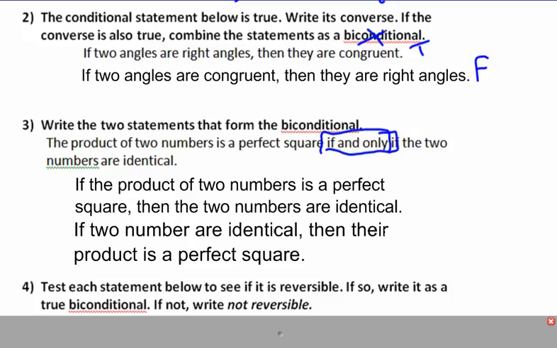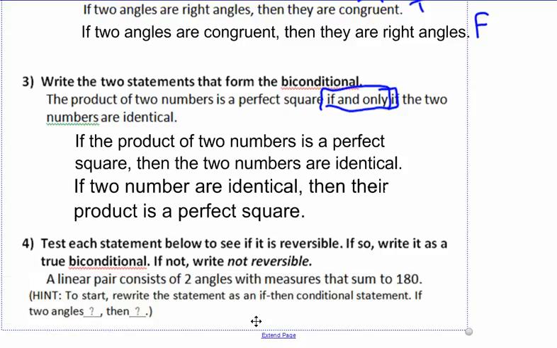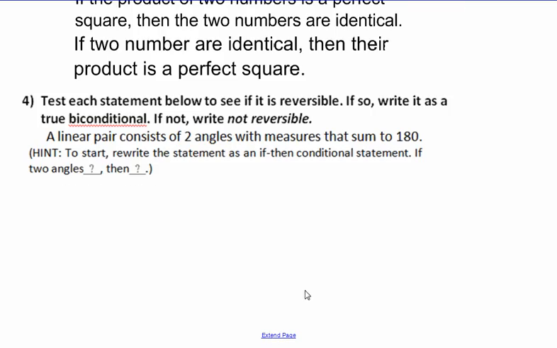So finally, number 4, the last one dealing with biconditionals. It says, test each statement below to see if it is reversible. If so, write it as a true biconditional. If not, write "not reversible." So it says a linear pair consists of two angles with measures that sum to 180 degrees.